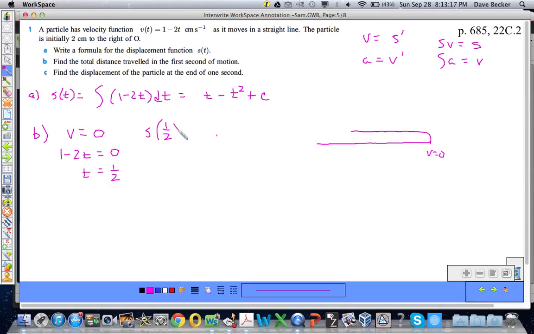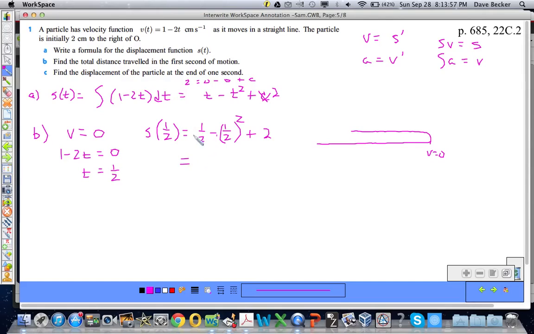s of 1/2 is equal to 1/2 minus 1/2 squared plus c. Well, c, we know. We know that it is initially 2 centimeters to the right of the origin. So at time 0, when t is 0, I guess I should have done this and solved for c. At time 0, we know the position is equal to 2. So if I had 2 equals 0 minus 0 plus c, then c equals 2. So we can rewrite that, and this becomes 2.